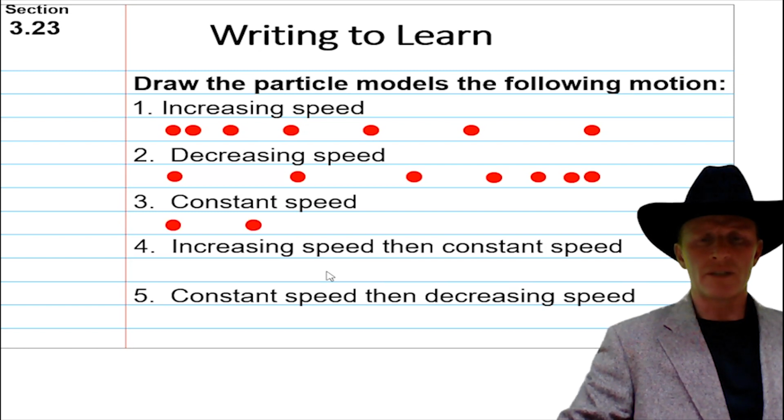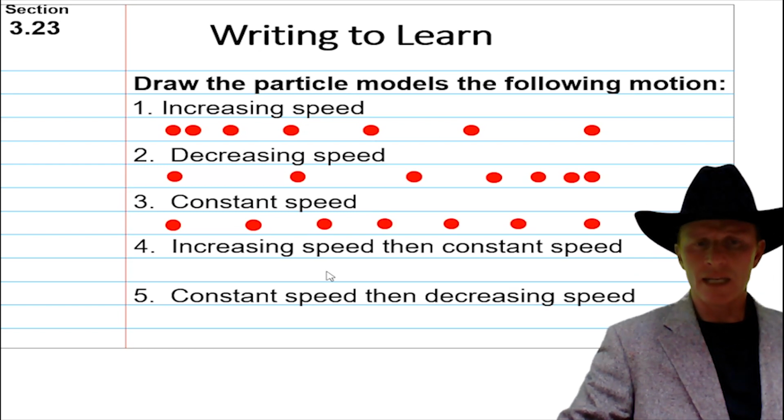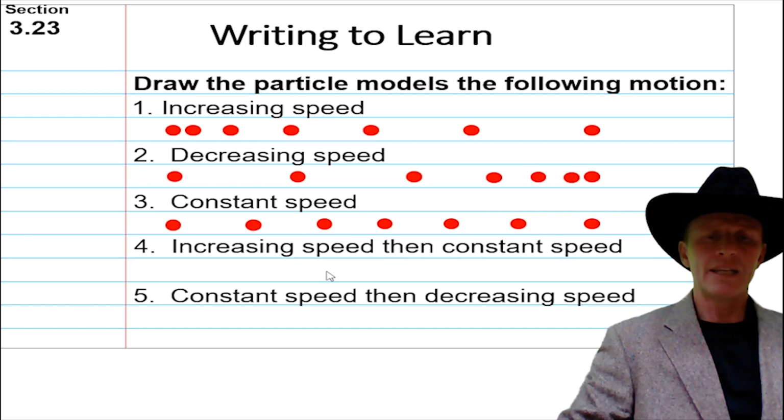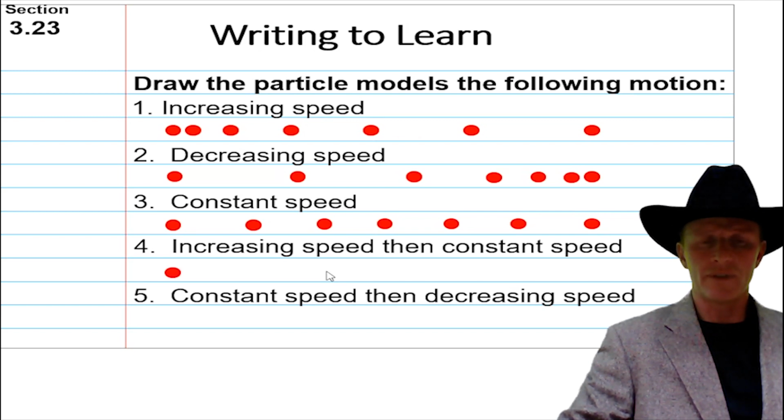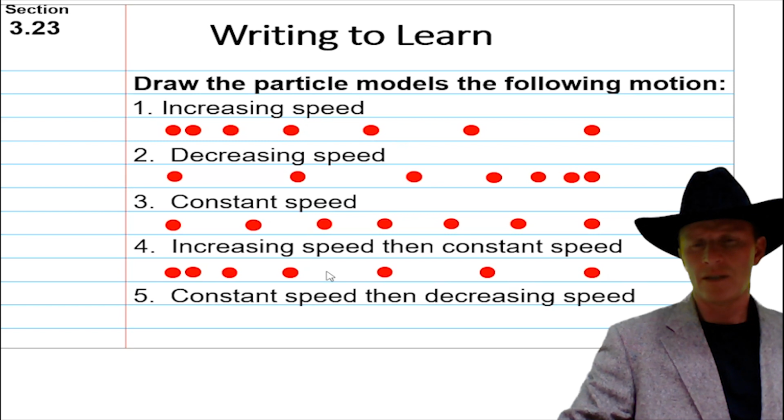Now this next one says constant speed. Constant speed means the spacing remains the same, and if the spacing remains the same, that's constant velocity, and that would be an example of the little box. So now we're going to get into some problems where you have increasing speed. If you have increasing speed, the dot spacing is small at the beginning, and then they increase. And then constant speed, and then it maintains a certain distance.